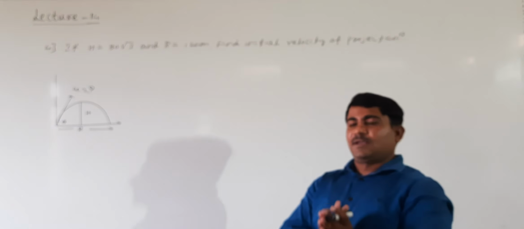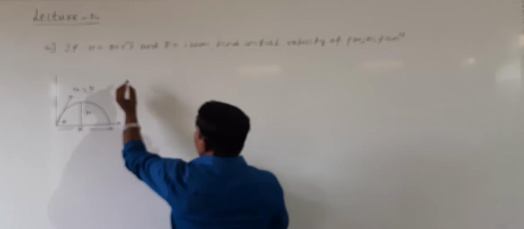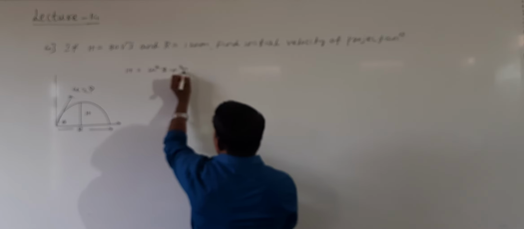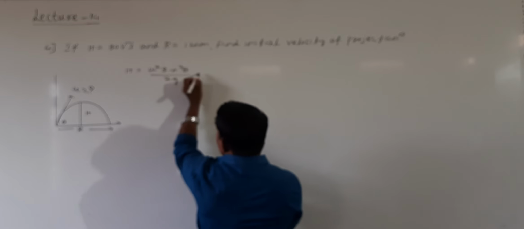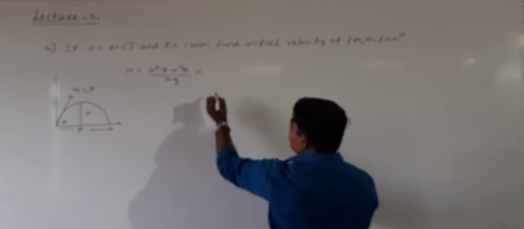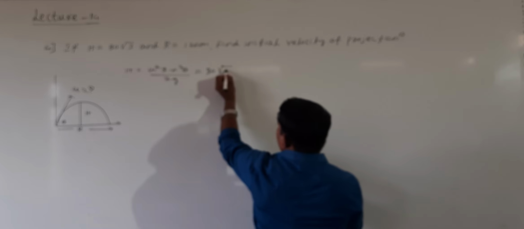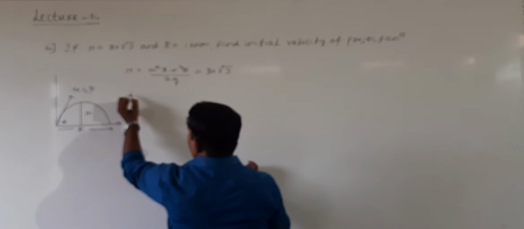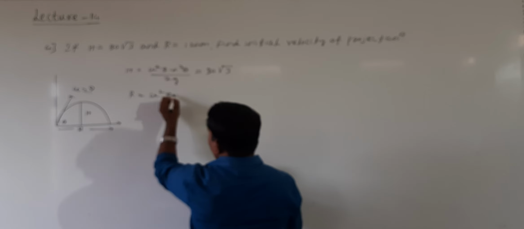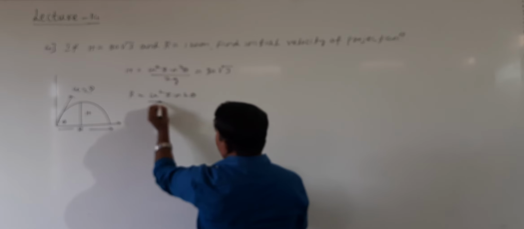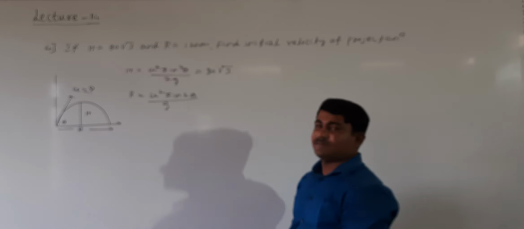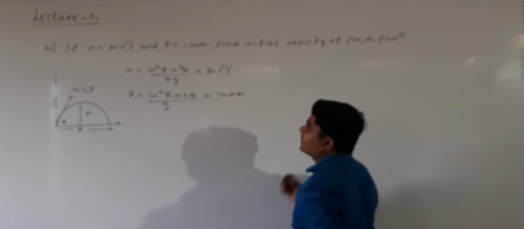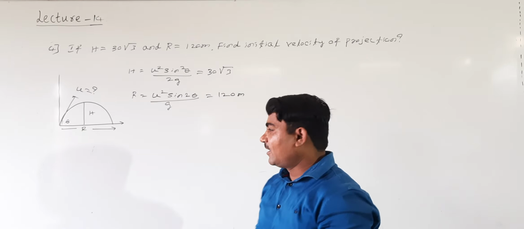Very simple. Let us write the maximum height formula. h is equal to how much? U square sin square theta whole divided by 2g equal to the given value. Value how much? 30 root 3. Range formula: u square sin 2 theta divided by g, equal to the value given, 120 meter, right? Let us make now h by r.